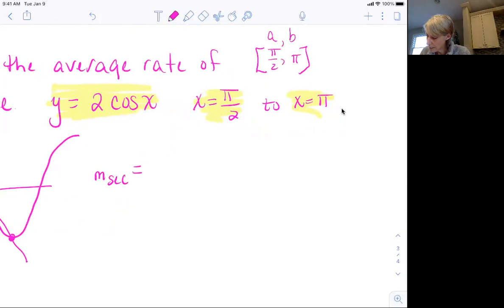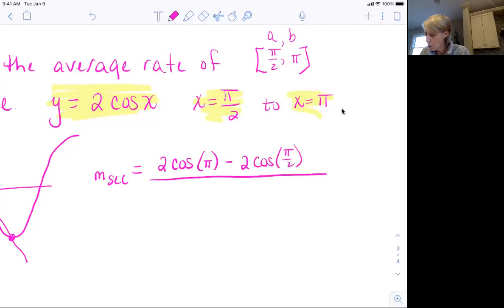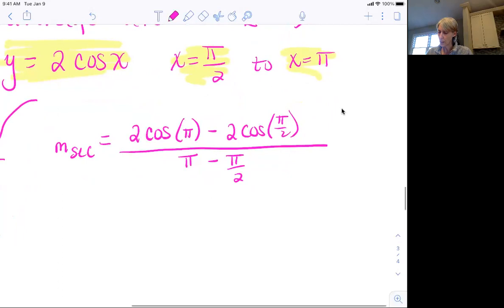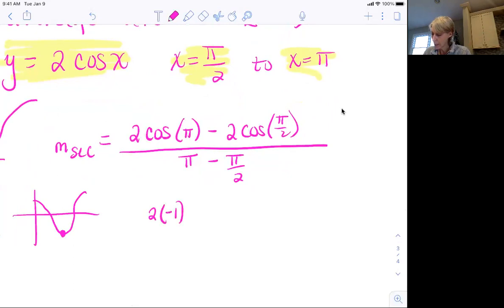So the slope of the secant line is going to be 2 times the cosine of pi minus 2 times the cosine of pi over 2, over pi minus pi over 2. f of b minus f of a over b minus a. Now I'm just evaluating this. What is the cosine of pi? Not even going to look at my original, I'm just going to think about my cosine graph. The cosine of pi is -1. 2 times -1 minus 2 cosine of pi over 2 is 0.